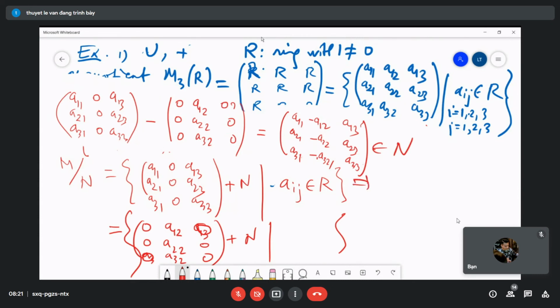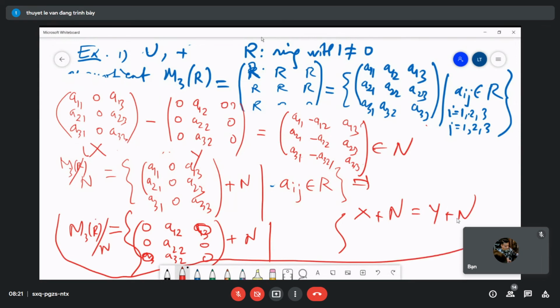So for example, I take it as x is y, so x plus n is equal to y plus n. So the conclusion here is the quotient submodule of M, here is M over N. Okay, that is the quotient module of M over N. So I have given you two examples. One is about the union and sum, and the second is the quotient submodule of the module R.